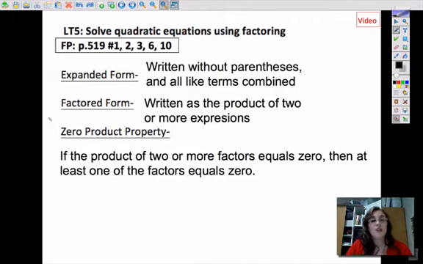Okay, now that you've got those written down, expanded form means that it's written without parentheses, and all like terms are combined. That means everything is expanded out as much as it can be. We've done the distributive property, gotten rid of those parentheses, we've expanded it out as far as we can. Okay? Factored form means that it's written as the product of 2 or more expressions.